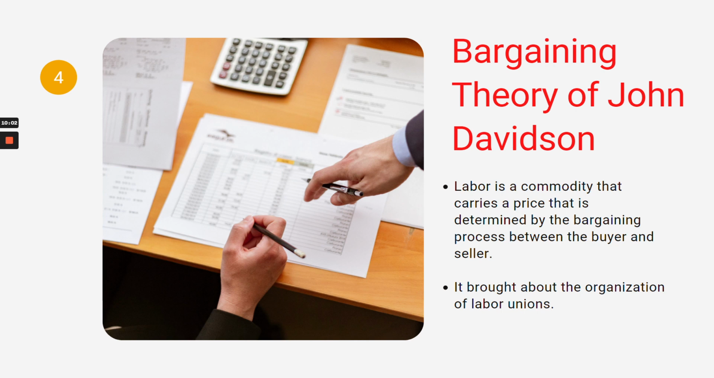Sometimes if the negotiation is not good, or the labor insists on higher wages, but the administration or the industries decline, then that is when there is a strike or lockout or rally that is going to be done by the laborers. So that idea came from the bargaining theory of John Davidson.